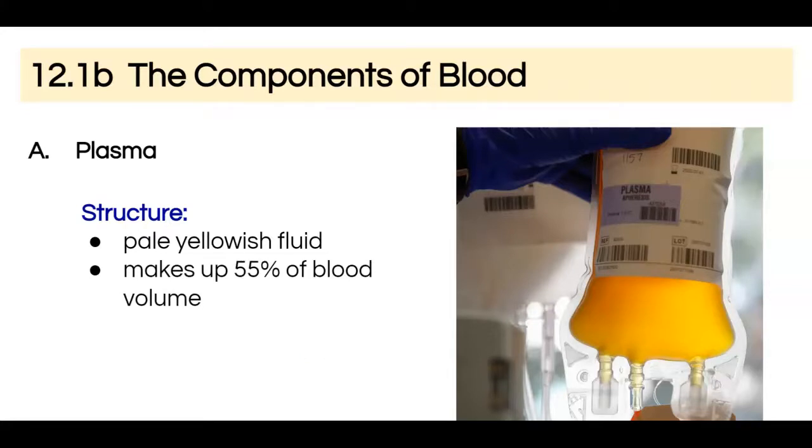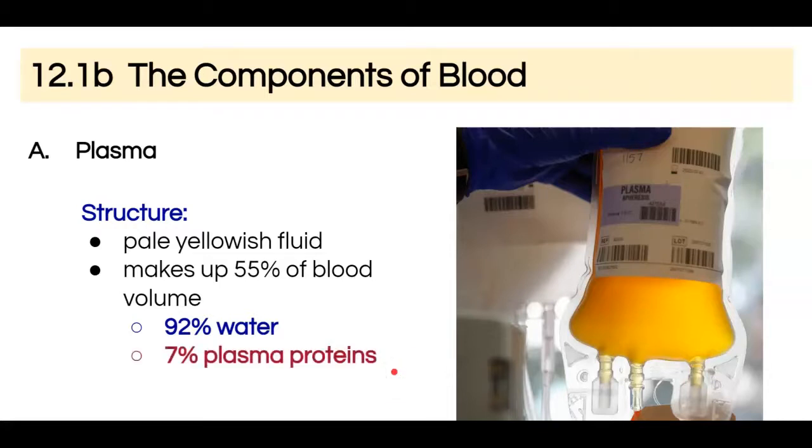So if you had to guess, what is that part in and of itself made of, right? What is plasma made of? Well, it's a fluid, so it's not a far-out guess to suggest that it's going to be mostly water, and it is. 92% water, right? It's just that background fluid that carries our blood cells to the different parts of our body.